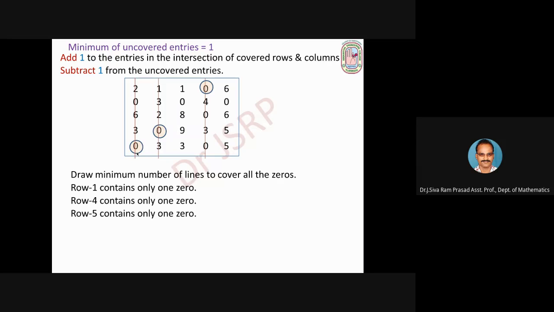So all rows are verified. So observe, there are still zeros not covered by lines. So then go for columns. The first two columns are already fixed. You need not check the first two columns. So the third column contains only one 0. So column 3 contains only one 0.